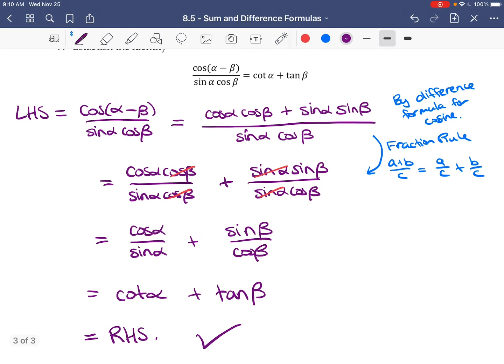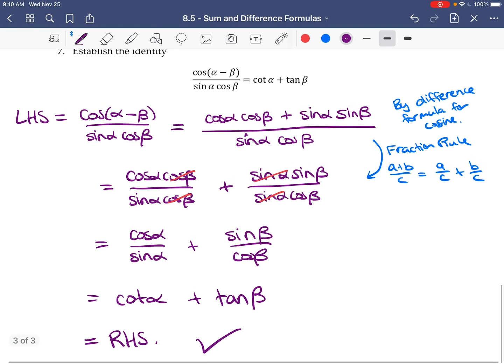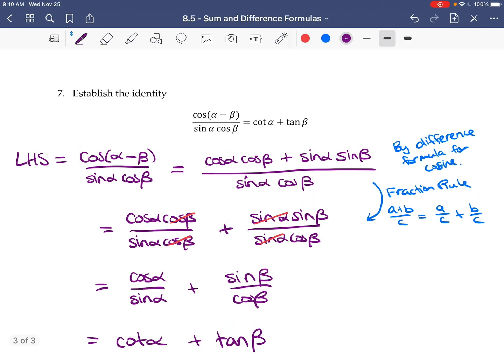So that's the idea. You can use these sum and difference formulas to help you prove even more identities. So those are the sum and difference formulas.